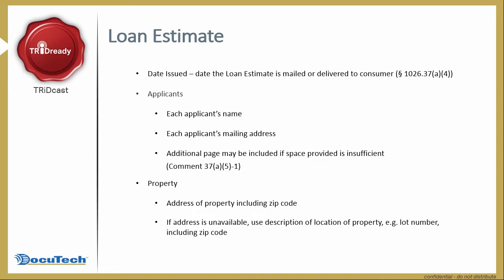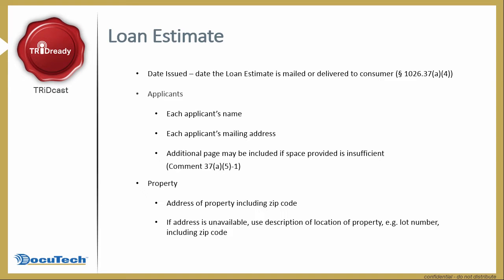So as we take a look inside the general information section, you see the title of the document as the loan estimate, and then you also see the date issued. Now the date issued is the date that the loan estimate is mailed or delivered to the borrower or to the consumer. And it doesn't matter how you delivered the document, the date issued would in theory be the same. So if you're going to mail it, it's going to be the day that you placed it into the mail. If you're going to deliver it by hand delivery, it's the date that you hand it to the consumer.